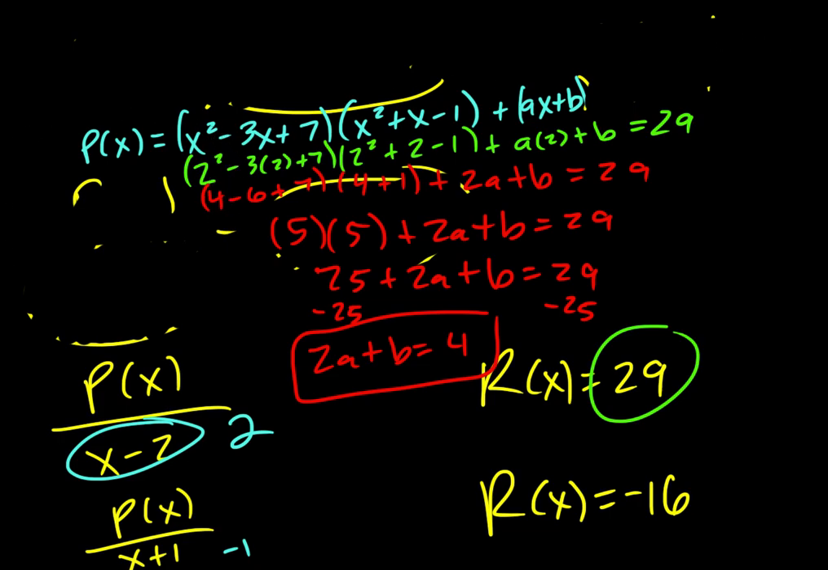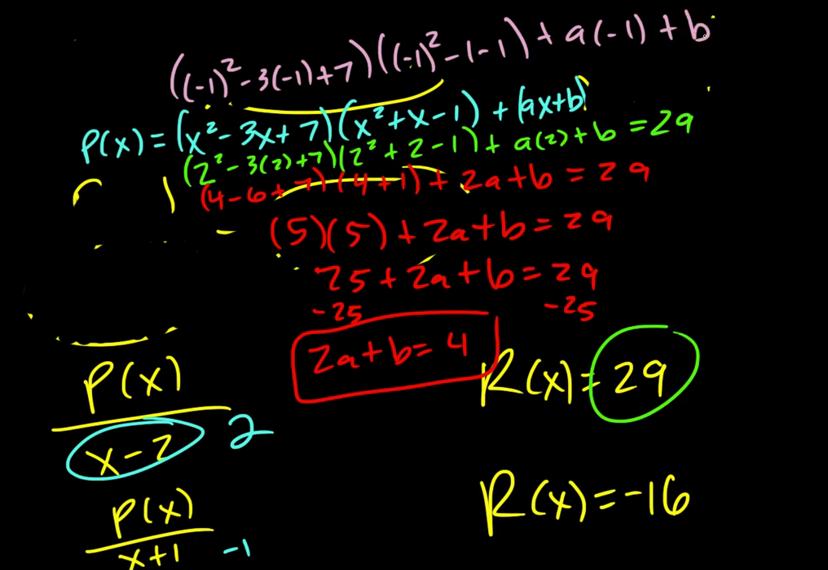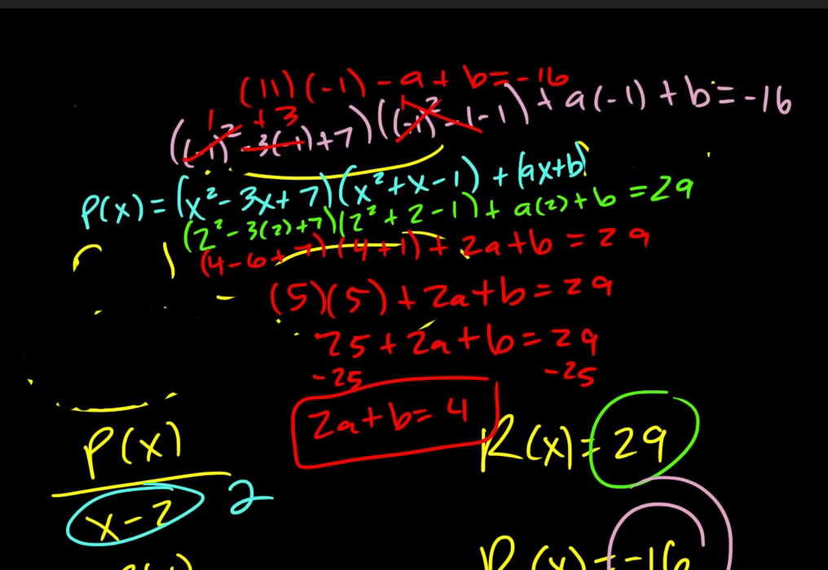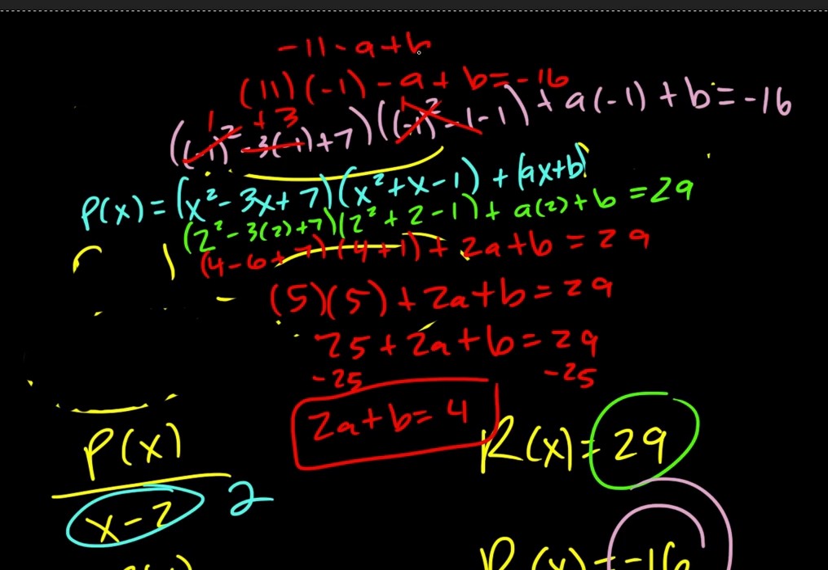Okay, so if we plug in negative 1, that's going to equal negative 16 when we do that. So negative 1 squared is 1. It's going to be positive 3. So that's 7, 8, 9, 10, 11. Okay, that's just a 1. 1 minus 1 goes away, so that's negative 1. And then minus a plus b equals negative 16. So that's negative 11 minus a plus b equals negative 16. If we add 11 over here, we get negative 5. Negative a plus b equals negative 5.